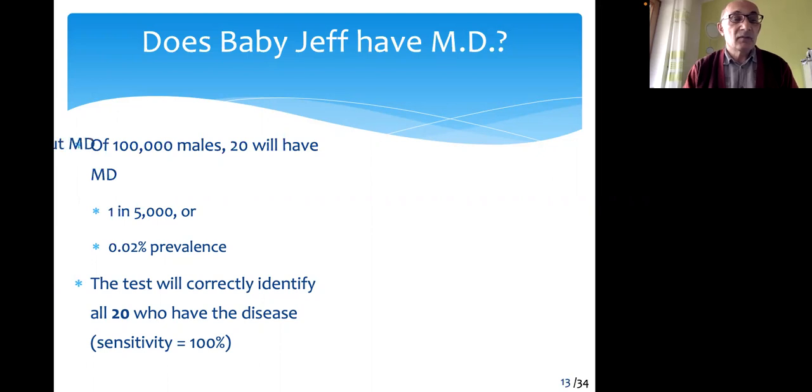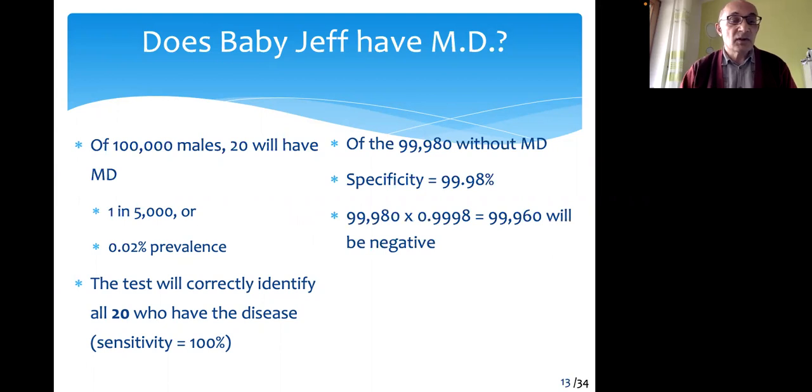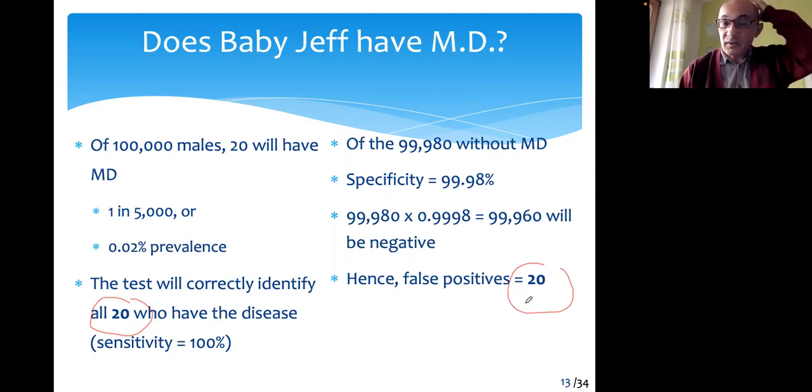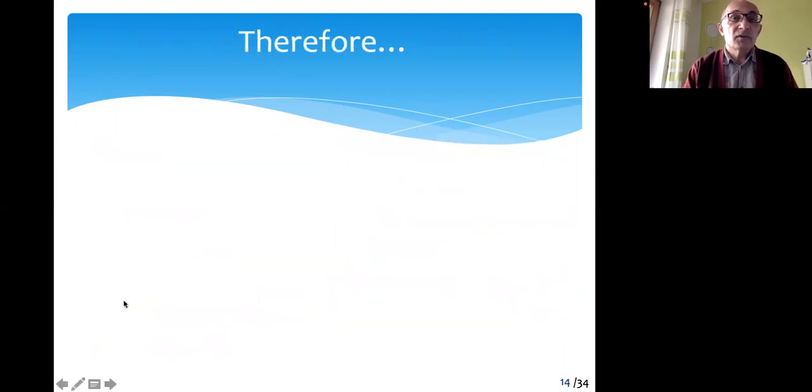While the test is able to differentiate all sick people, because it is 100% sensitive, it is not that good at differentiating the healthy people. Among the healthy people, it will categorize 20 as sick. So it will recognize all the sick people, the 20 real sick, whereas it will categorize 20 healthy people as diseased. That means this is false positive, whereas this one is true positive.